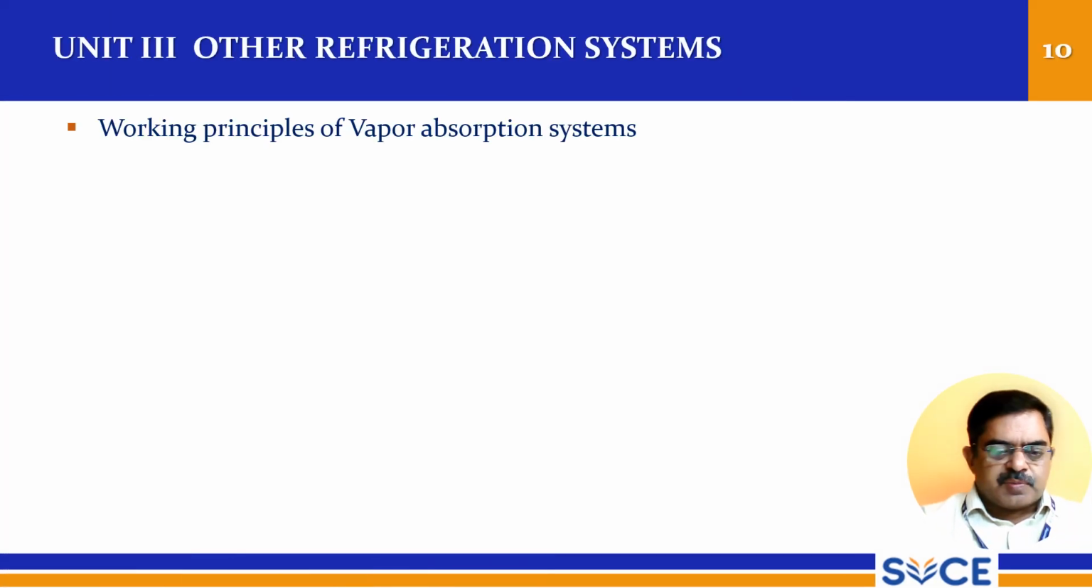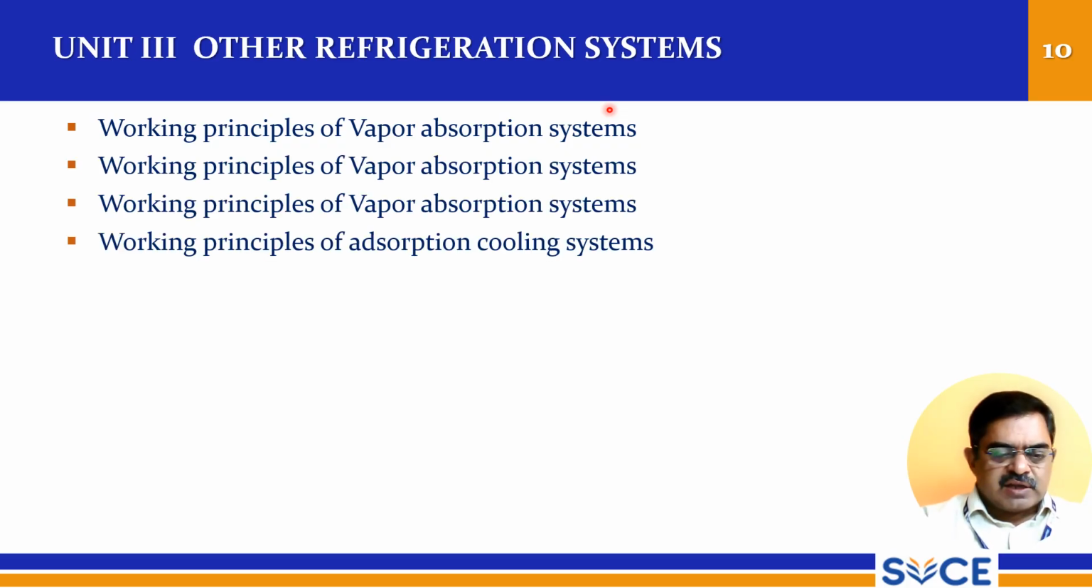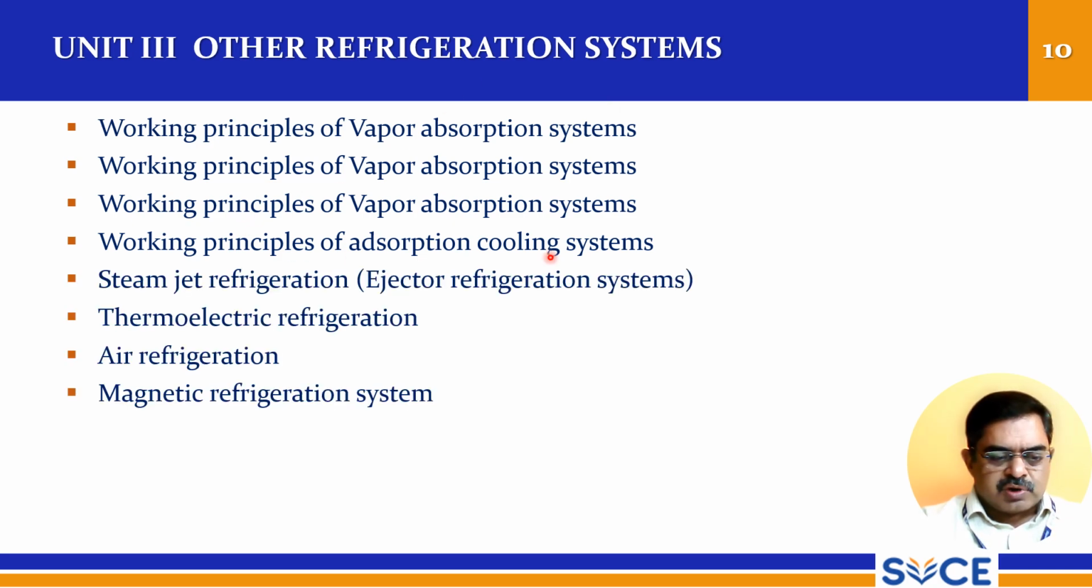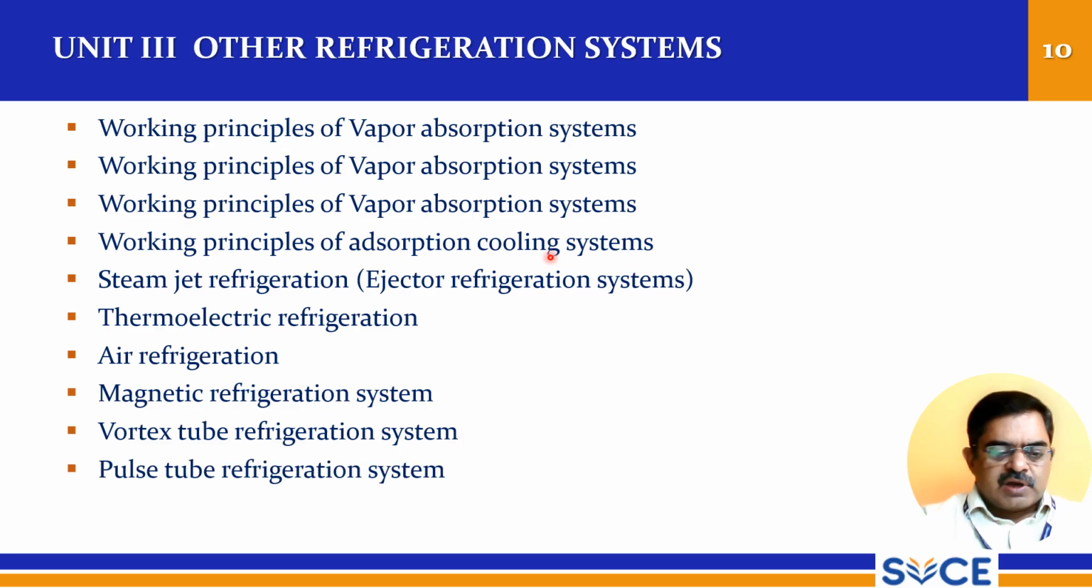Working principles of vapor absorption systems we have seen in the last three sessions. Now we are starting the adsorption cooling systems, and these are the topics yet to discuss in this unit. They are steam jet refrigeration, which I am going to start in the next session, and then thermoelectric refrigeration systems, air refrigeration system, magnetic refrigeration system, vortex tube refrigeration system, and pulse tube refrigeration system. These are the other topics we have to cover in this unit.